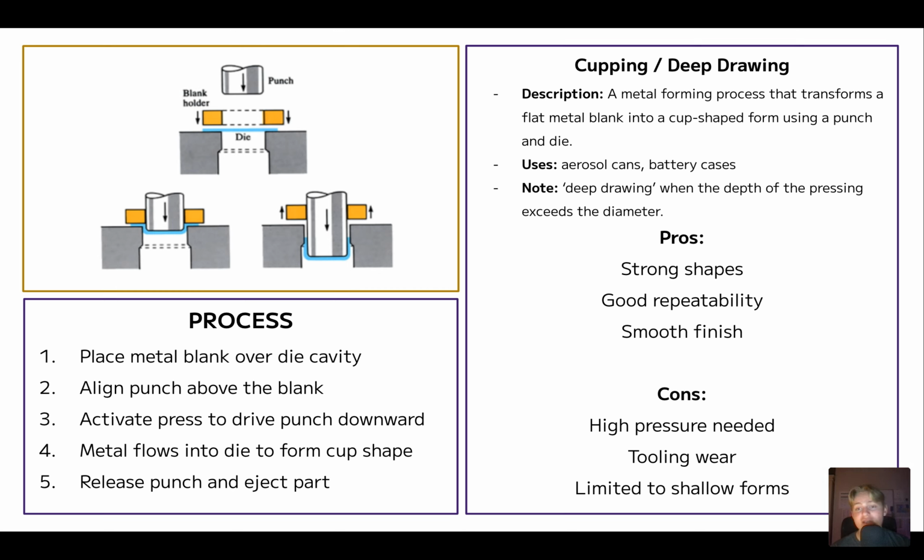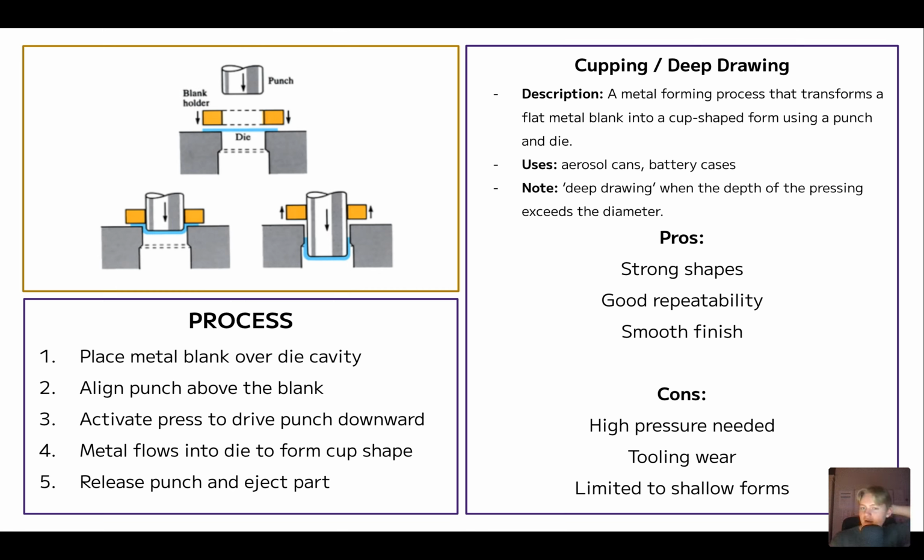The difference between deep drawing and cupping is that in deep drawing, the depth of the press exceeds the diameter of the press. So that's essentially the difference. That's all it is. That's why we usually group them together. The pros of it is that it can create some seriously strong shapes and repeatably do that with every material because we're just using the same piece of tooling. It also leaves us with a smooth finish since we're not having to cut or remove any excess.